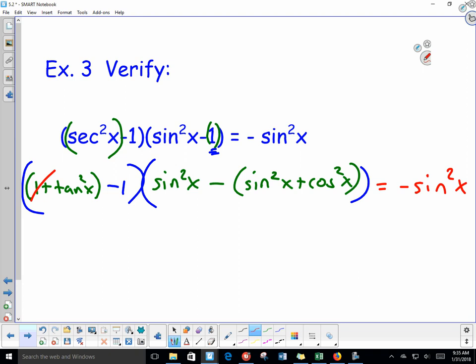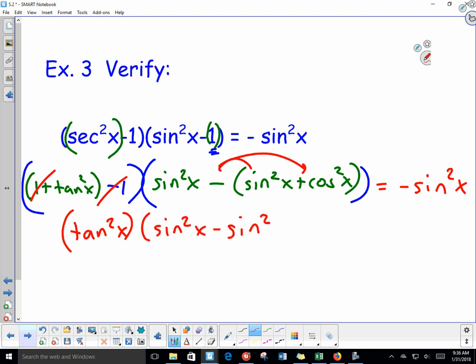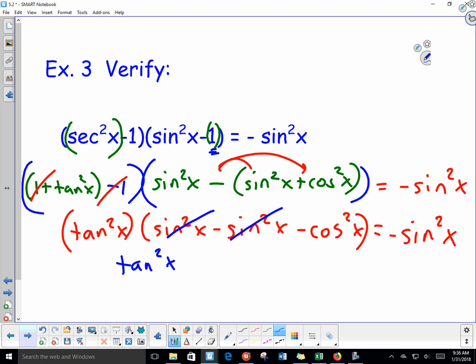Over here, the 1's are subtracting off, so I just get tangent squared x. Over here, I'm going to distribute the negatives, so I get sine squared x minus sine squared x minus cosine squared x. Again, keep the right side going, and we see here that the sine squareds are subtracting off. So I've got tangent squared x times a negative cosine squared x, and we're wondering, is that equal to negative sine squared x?